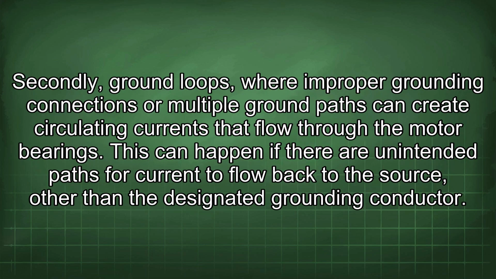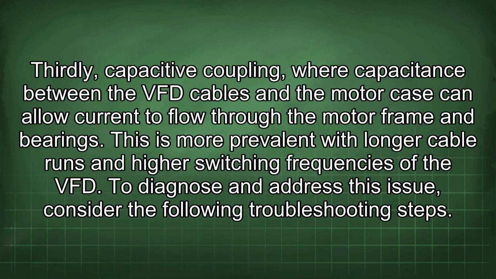Secondly, ground loops, where improper grounding connections or multiple ground paths can create circulating currents that flow through the motor bearings. This can happen if there are unintended paths for current to flow back to the source, other than the designated grounding conductor. Thirdly, capacitive coupling, where capacitance between the VFD cables and the motor case can allow current to flow through the motor frame and bearings. This is more prevalent with longer cable runs and higher switching frequencies of the VFD.